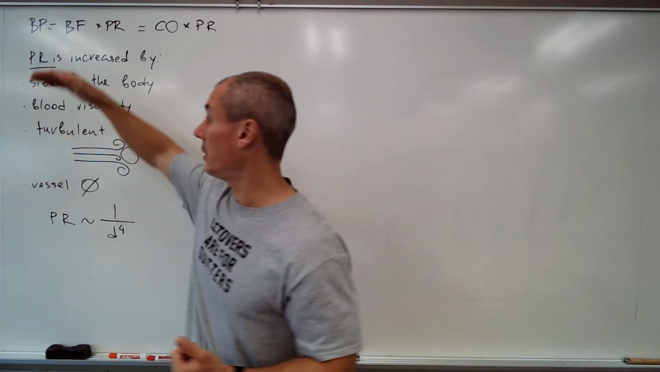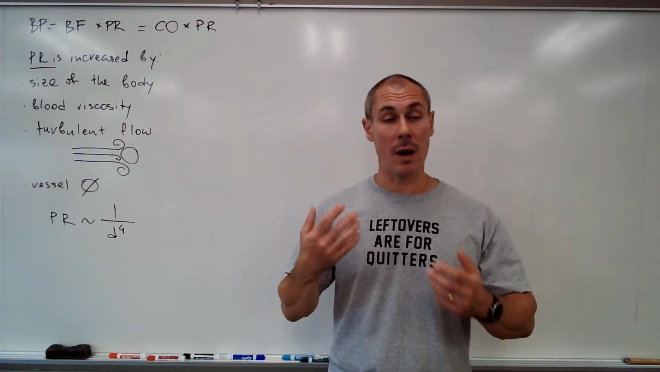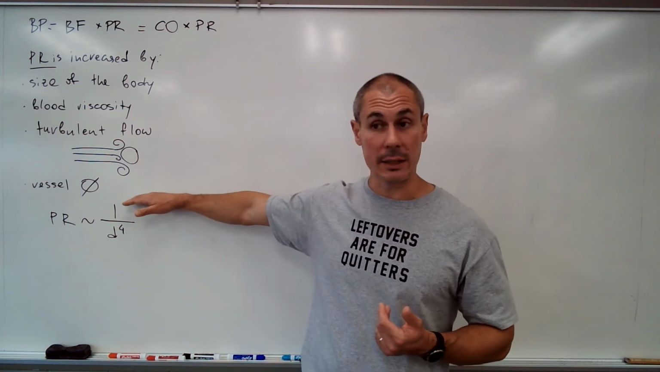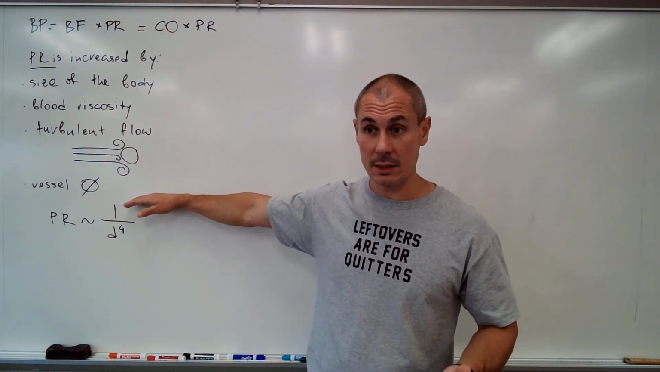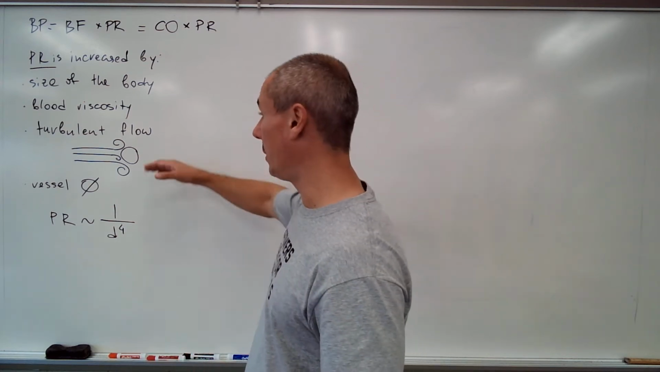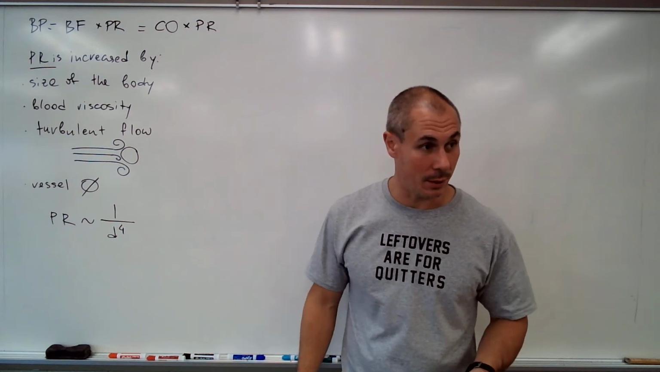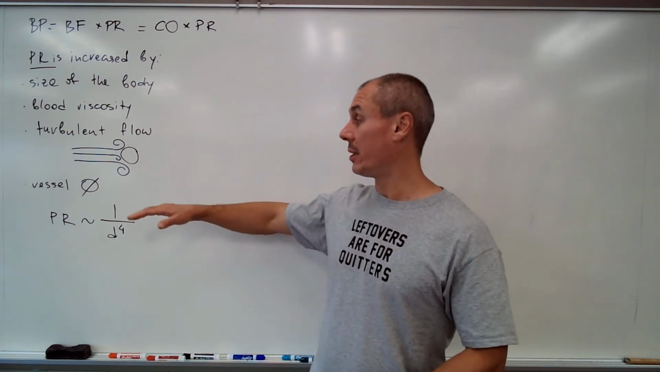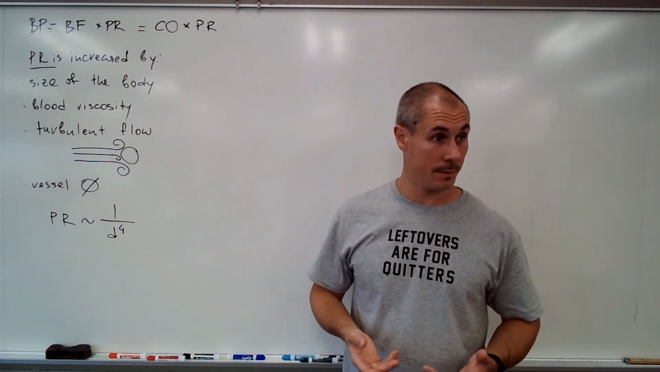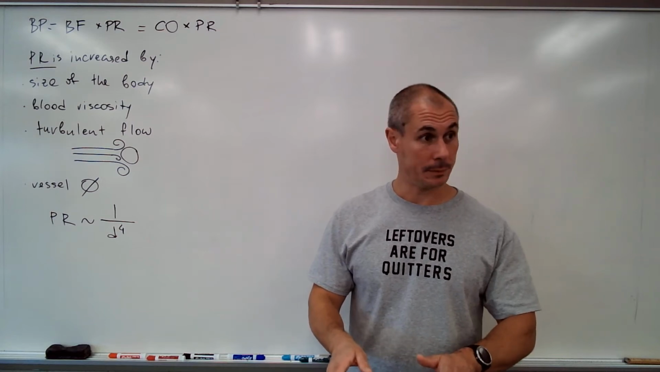Now, if you look at these factors, the only one that we can actually modulate, that we can change real fast, is the vessel diameter. Make sense? You can't regulate blood flow by quickly altering blood viscosity. It's not feasible. It's not quick. But you can change peripheral resistance and you can regulate blood pressure. Are we clear?